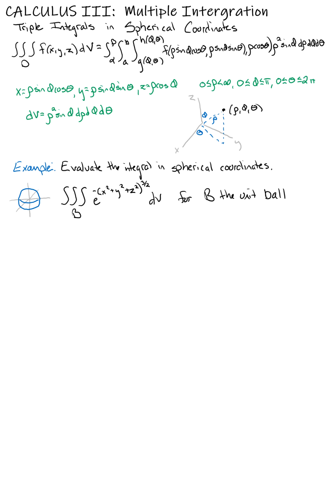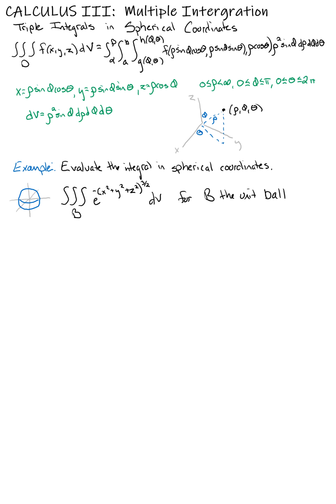All right, let's take a look at an example. Let's evaluate this integral in spherical coordinates. We are given the triple integral over the region B of e raised to the opposite of the quantity x squared plus y squared plus z squared raised to the 3/2 power, dV, for our region of integration being the unit ball. Now I have kind of sketched a graph of the unit ball there. Remember, it's going out to 1 in all directions.